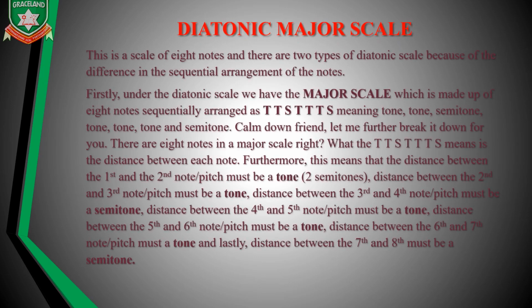Diatonic major scale has just 8 notes. Diatonic scale is in 2 parts, major and minor. But let's start with the major. What makes a diatonic scale a major scale or a minor scale is the sequential order. Now let's talk about major scale. A major scale is a scale of 8 notes sequentially arranged in the form of tone, tone, semitone, tone, tone, tone, semitone.